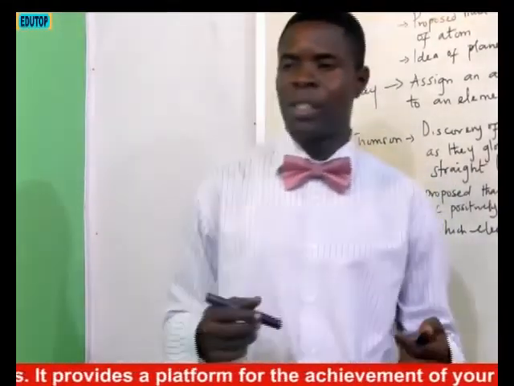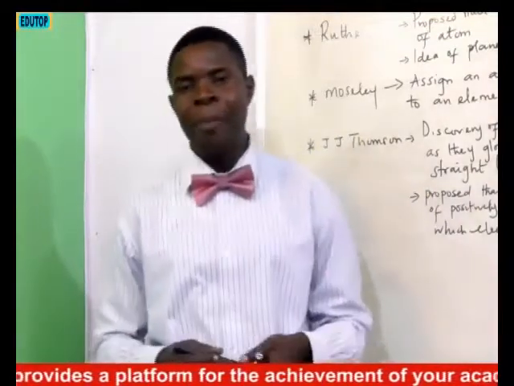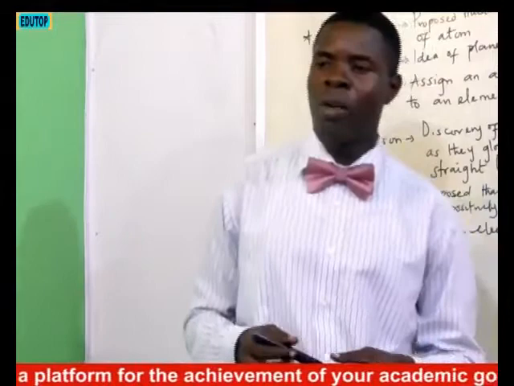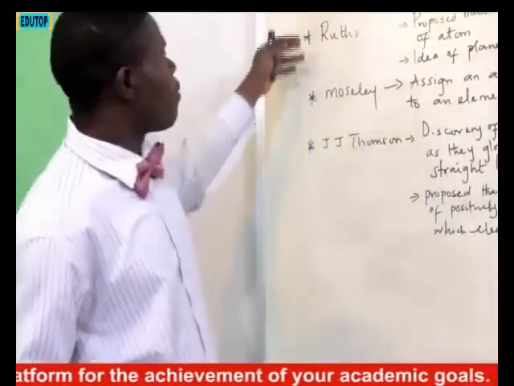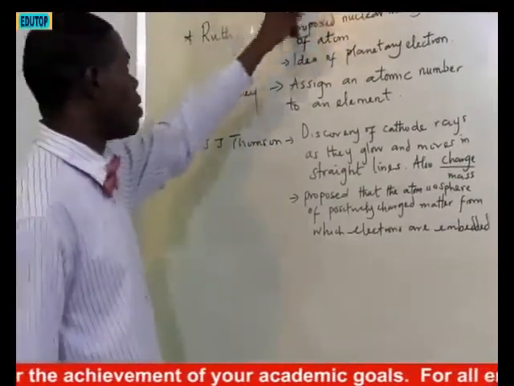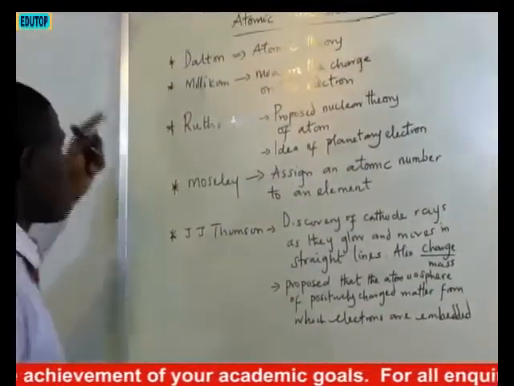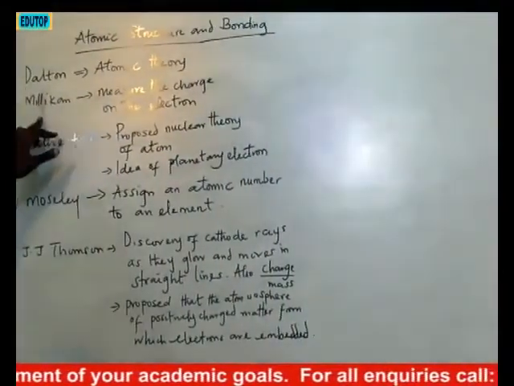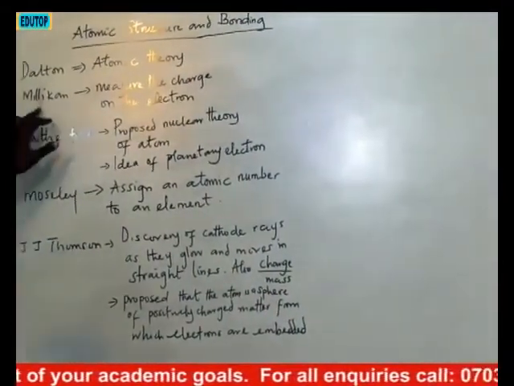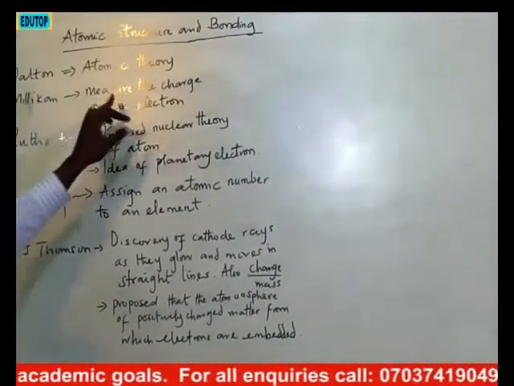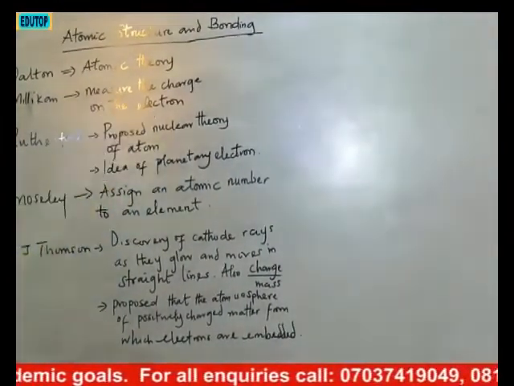Then there are some scientists that made a milestone contribution to the theory of an atom. We have Dalton. Dalton works on atomic theory, which we stated in the previous lesson. Also, Millikan. Millikan is another renowned scientist that worked on measuring the charge on the electron.